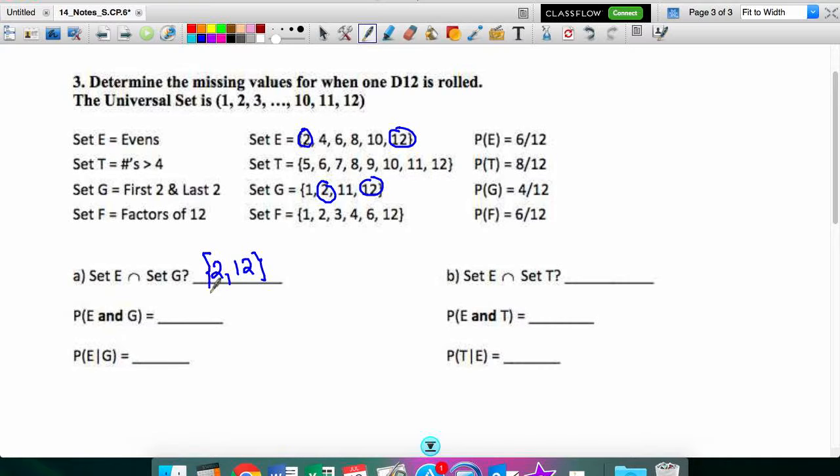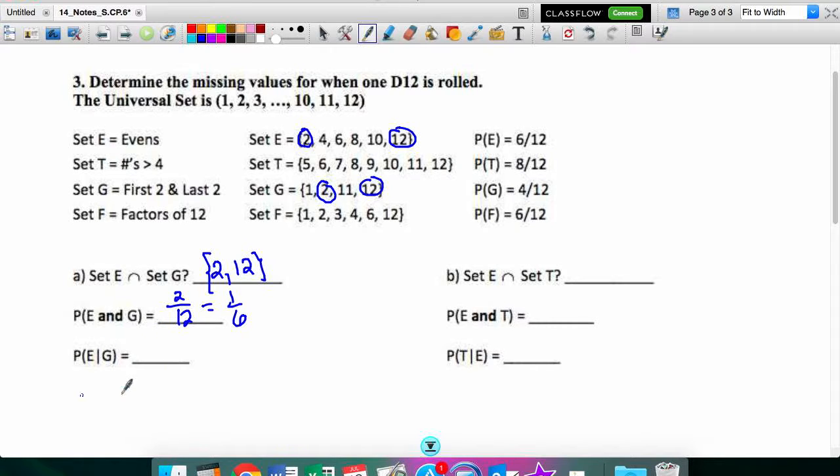So there are 2 shared elements. Since there are 2 shared elements, the probability of E and G would be 2 out of 12. Now, notice that I'm not going to reduce here because I'm actually going to use that in my conditional probability. If you were giving a final answer, we might as well go ahead and reduce it because that is our final answer for the probability.